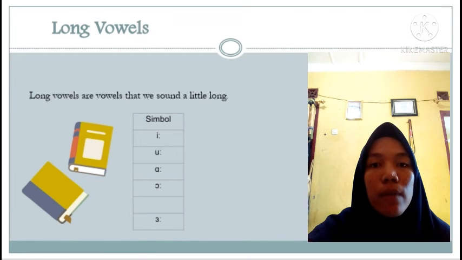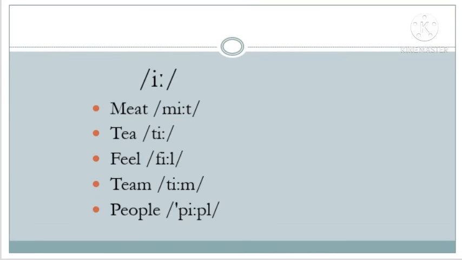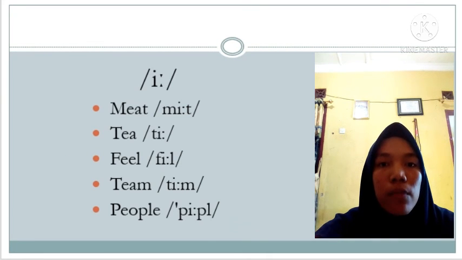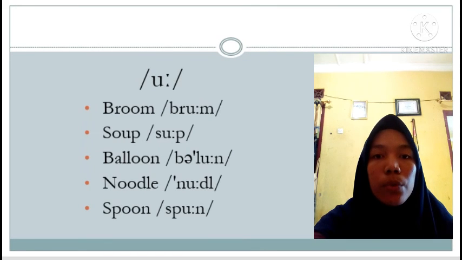The second, long vowels. Long vowels are vowels that we sound a little long. The symbols are I, U, A, O, and E. Pronunciation E, for example, meet, tea, feel, team, and people. Pronunciation U, for example, broom, soup, balloon, noodle, and spoon.